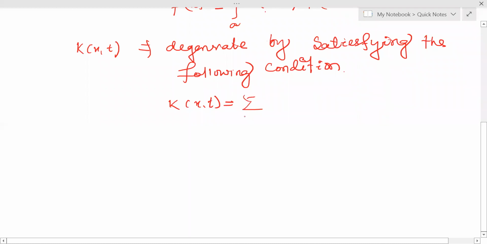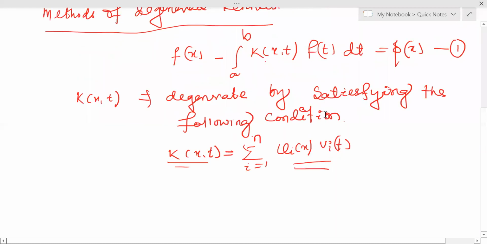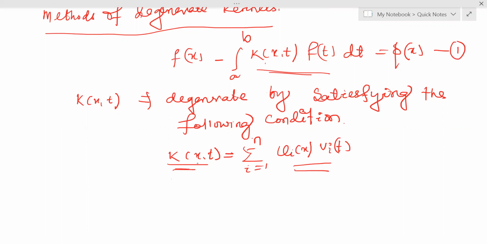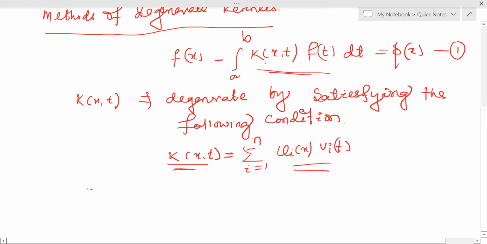Summation over i equal to 1 to n of u_i(x) v_i(t). k(x,t) is written in this form, and we substitute k(x,t) in this equation. Let us substitute k(x,t) into equation 1.